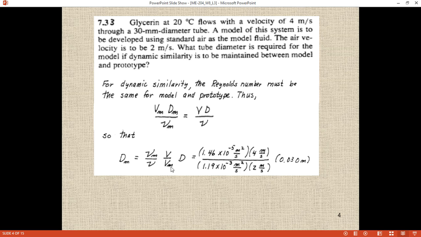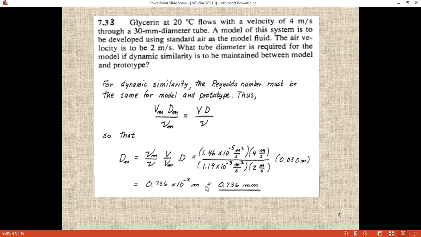So the velocities are given and the viscosities we can find out from the table. Okay, and we inserted the values and multiplied by the diameter of the prototype, which is given as D. Okay, that is 0.030. So finally we can calculate the diameter of the tube. So that is going to be 0.736 mm. You can see that it's very small.